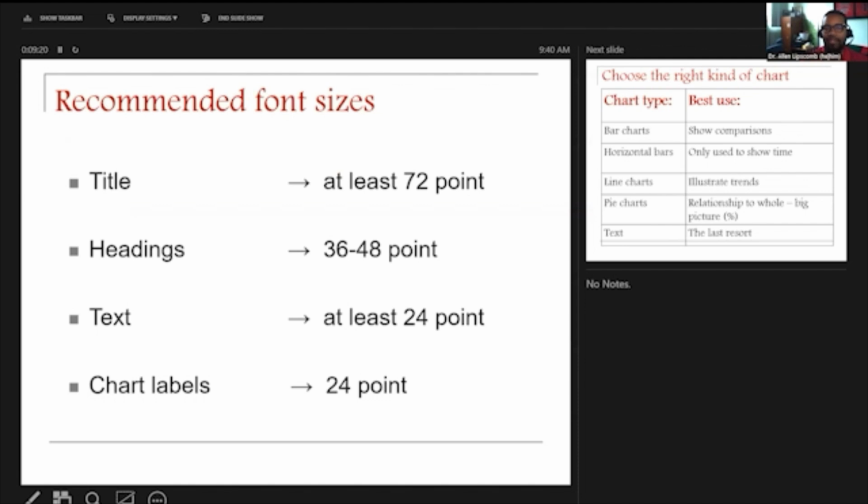So here are some recommended font sizes. For your title, 72-point font. Headings, 36 to 48-point fonts. Your text, at least 24-point font. For charts and tables, 24-point. Of course, you can play around with this, okay? You can play around with it a little bit, depending on how large or how long your titles, your headings and things are. But this is a good kind of starting point when you are doing your font sizes.